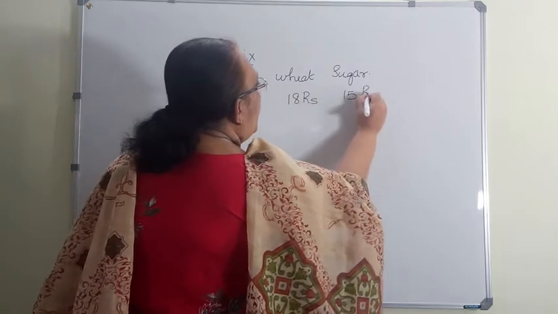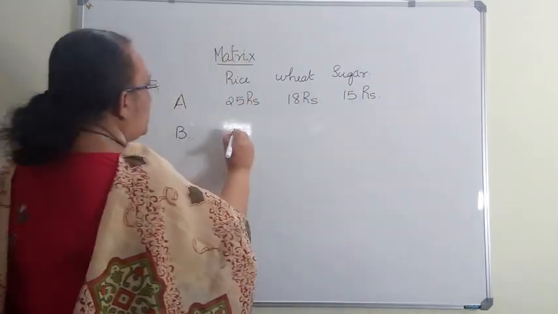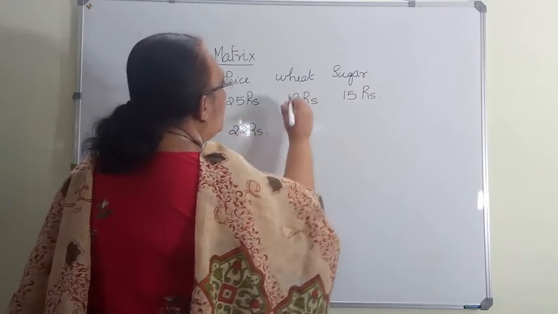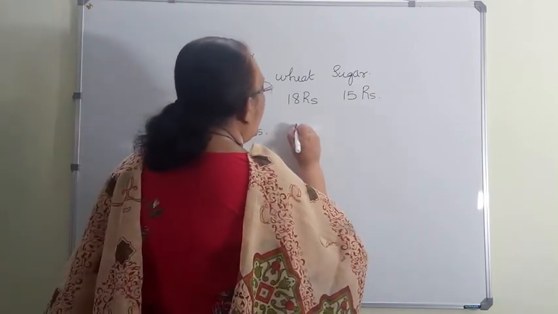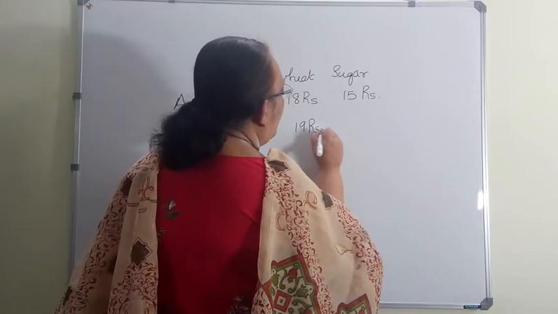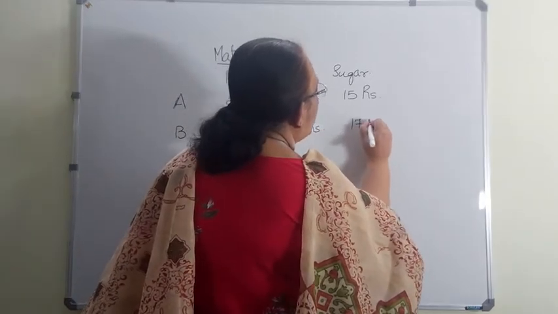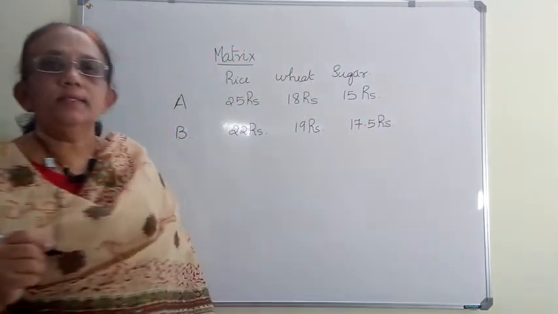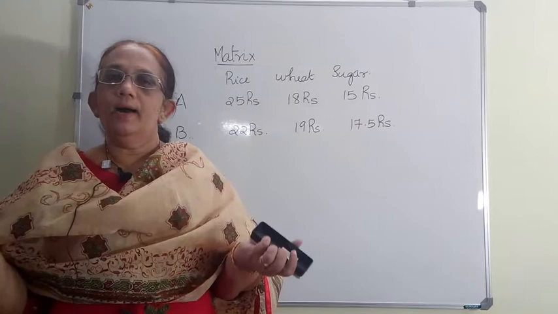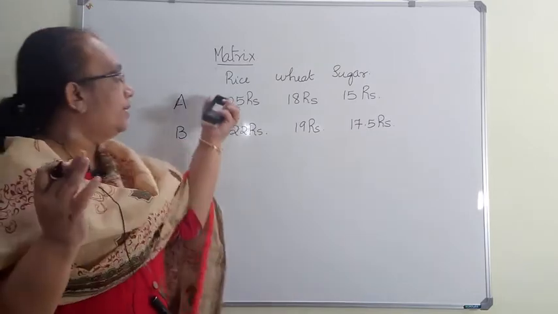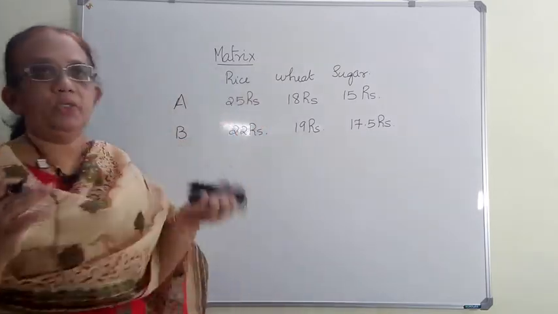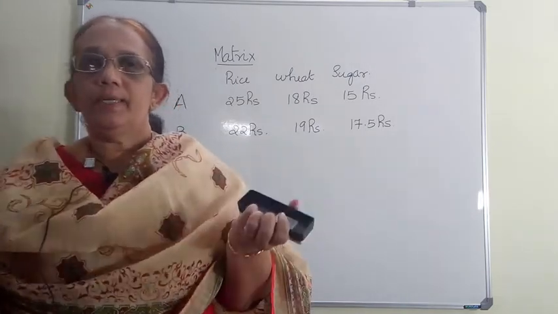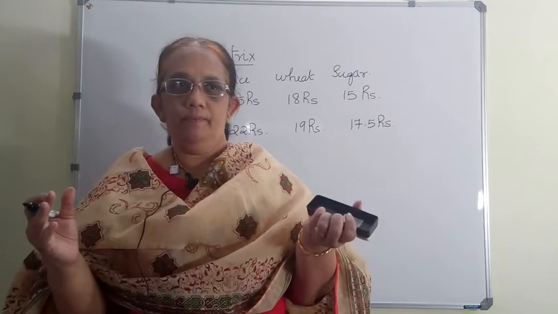In shop B, let us see what the cost is. Rice is 22 rupees per kilogram, wheat is 19 rupees per kilogram, and sugar is 17.5 rupees per kilogram. So, this is information regarding the price of three grocery items in two different shops. This information can be represented by means of a table.